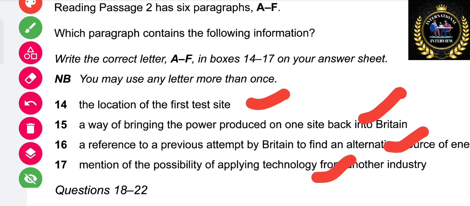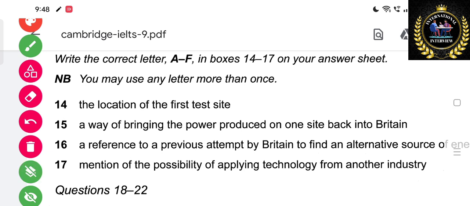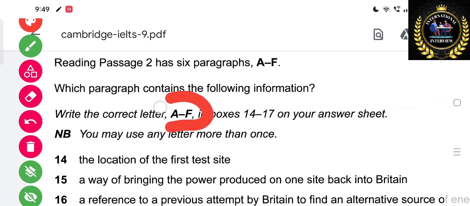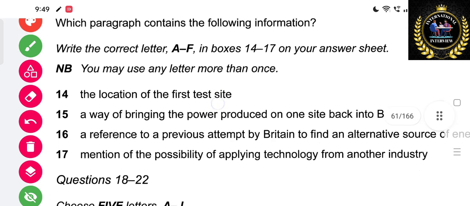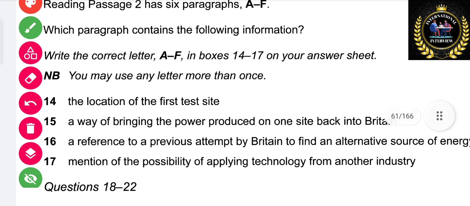One more thing, as it is mentioned here, we can see NB. What does NB mean? It means that you may use any letter more than once. As we have letters from A to F, we can use a letter twice, thrice, or even 4 times. As we have 4 questions, question number 14 to 17, we are going to read the paragraph and get the answers. Make sure that you can use repetition of the letters A to F. I hope everyone got the point.